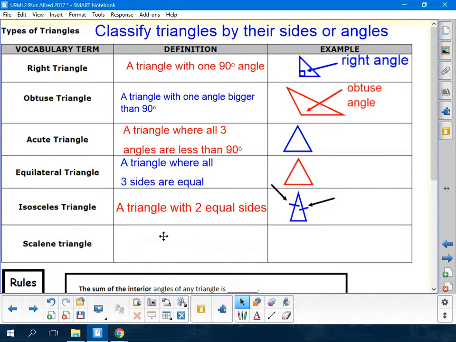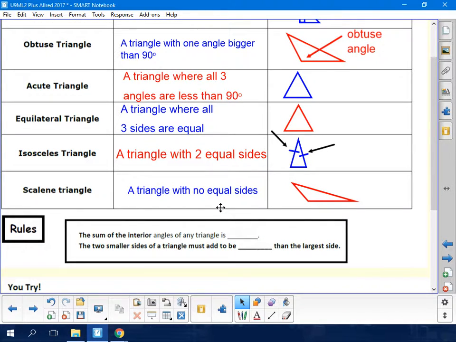You might also have a scalene triangle. That's the last way to classify a triangle by its sides. It's a triangle with no equal sides, where none of them are equal, much like this lovely triangle I've drawn here in red. Okay? 6 different ways to classify triangles by their sides or by their angles.